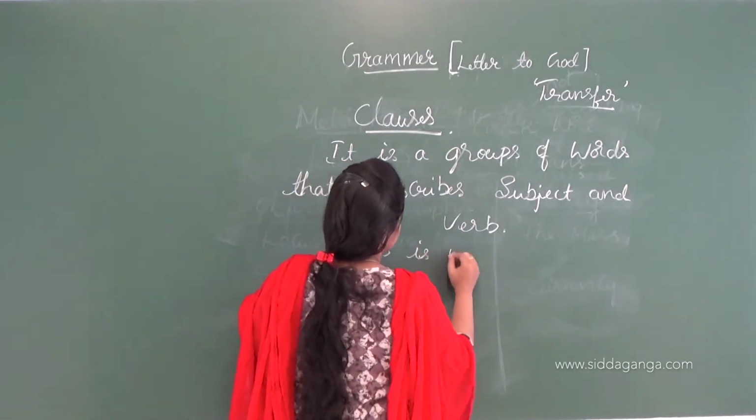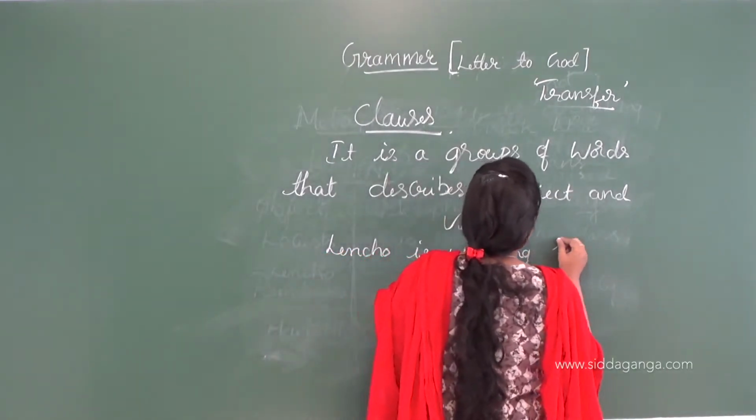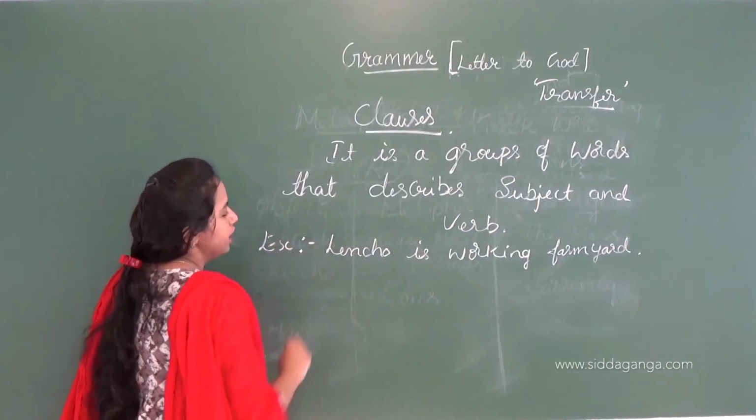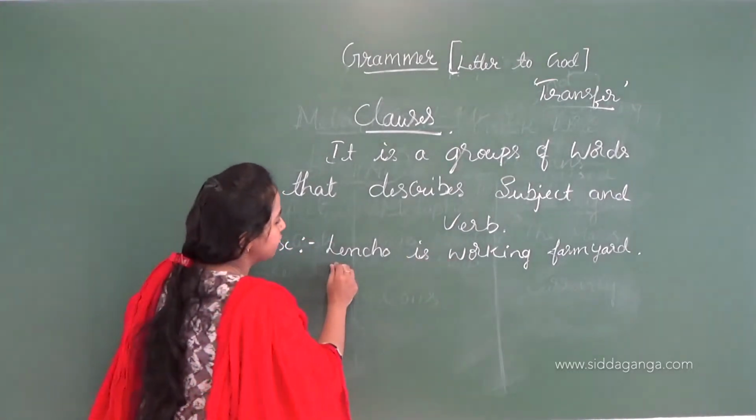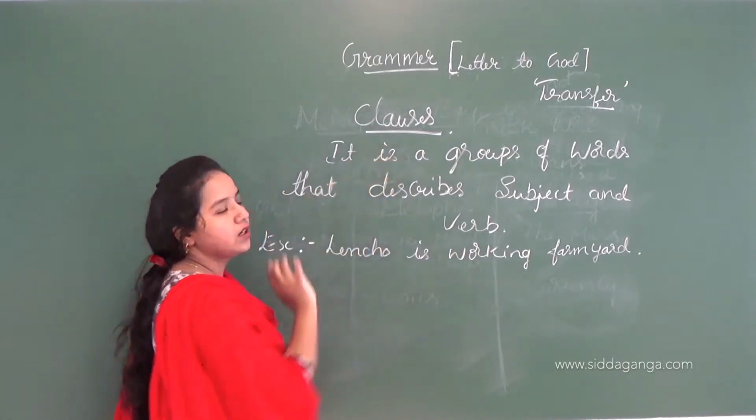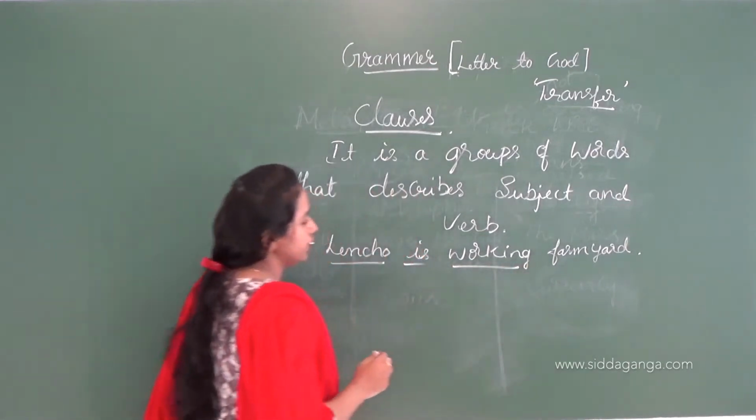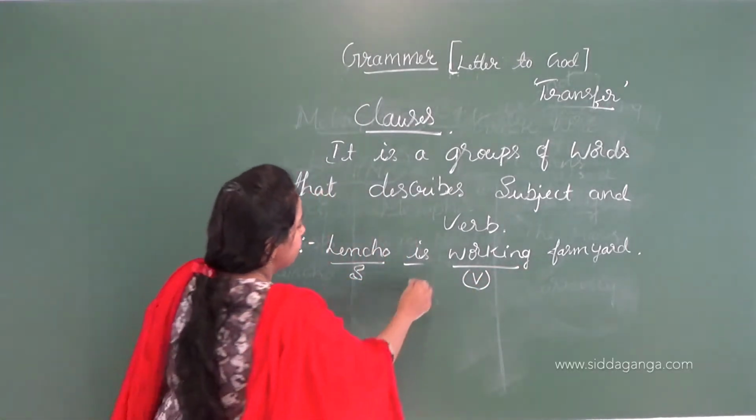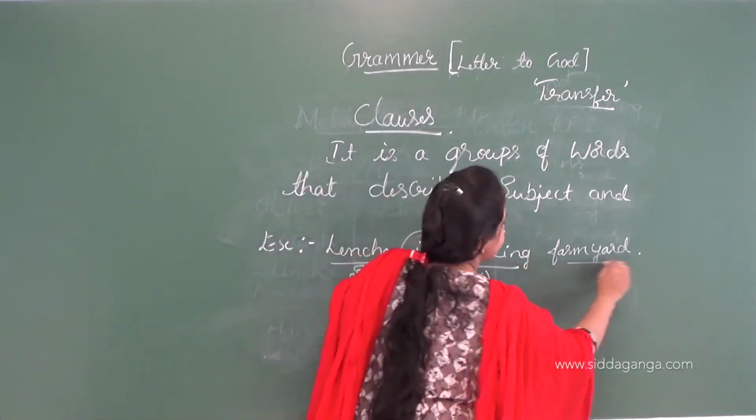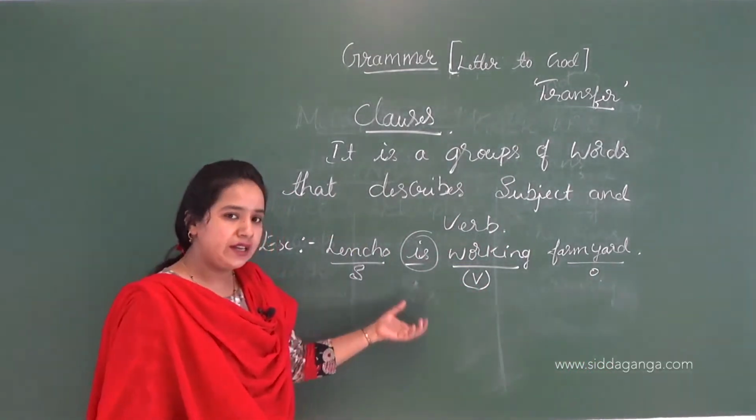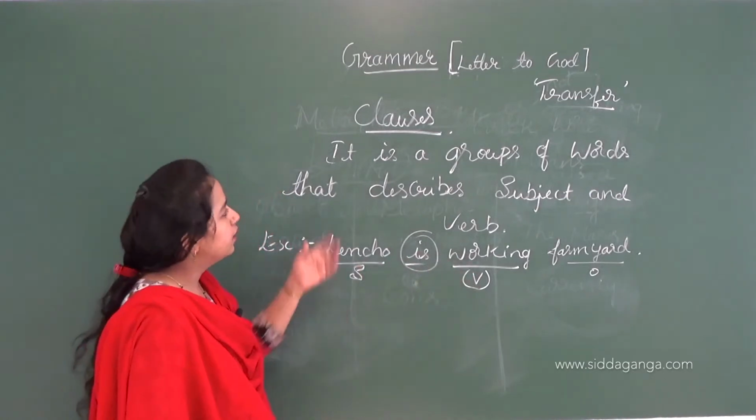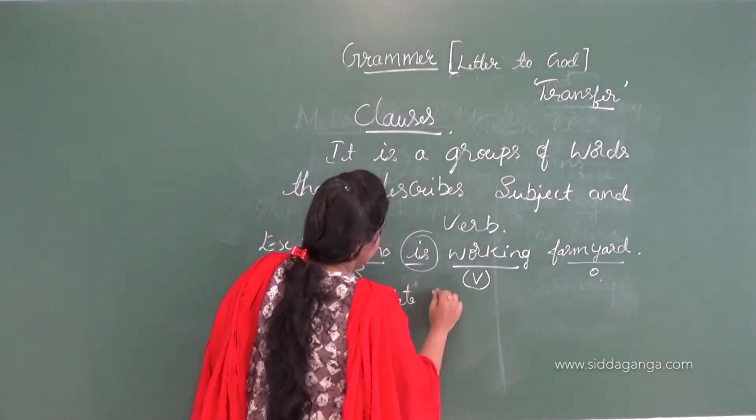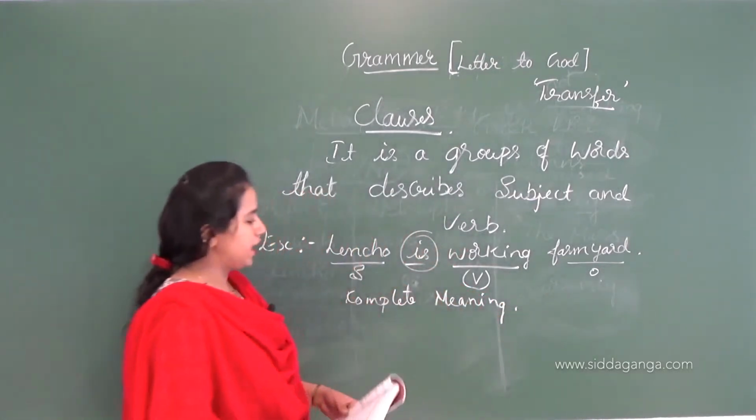Lencho is working in the farmyard. Okay, so this is the example. Here in this sentence, this is a group of words that gives a complete meaning. So that is called a clause. Here Lencho is the subject. Working is a verb, an action. It is a helping verb and there is an object. But we only look for these two. In a sentence, we have a subject and verb that gives a clause, and it gives a complete meaning. So it is called a clause.